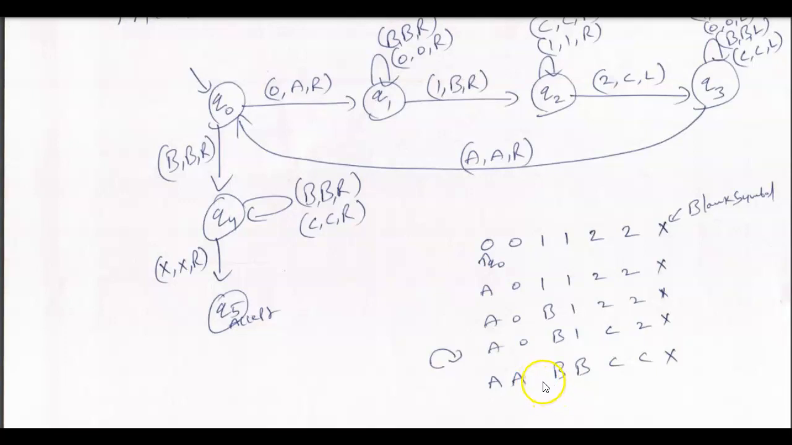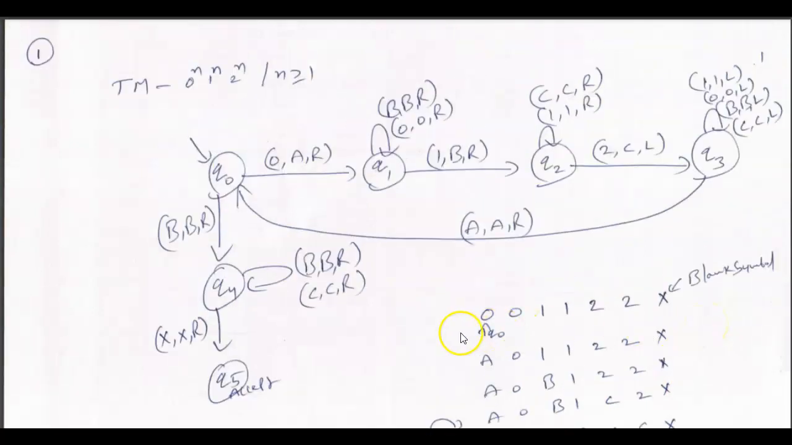If everything is correct, and the numbers of zeros, ones and twos are equal, then after A there should be a B. After B there should be a C. After A there should be a B. After B there should be a C. After C there should be a blank symbol X. If the blank symbol is encountered, then there will be an accepted state. Whatever the logic here, we apply it in the construction of the Turing machine.